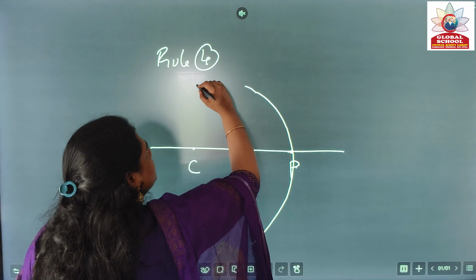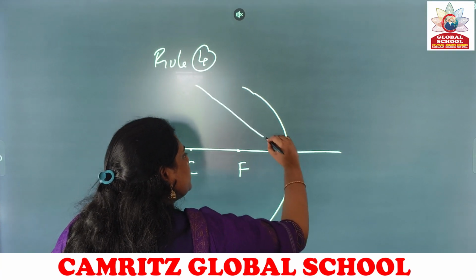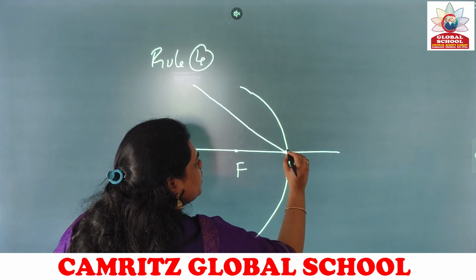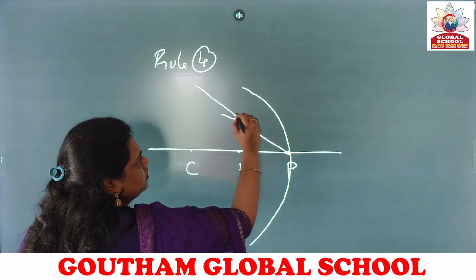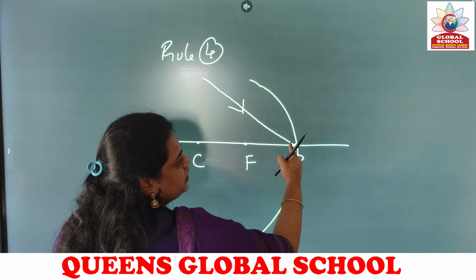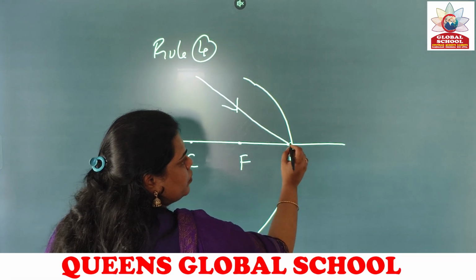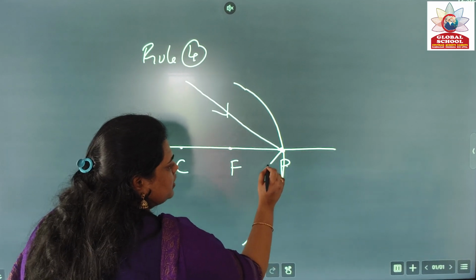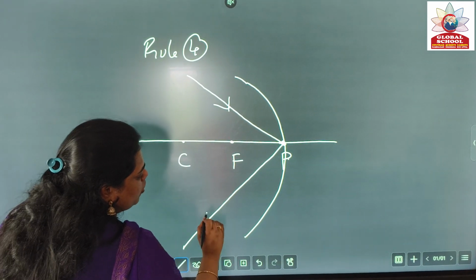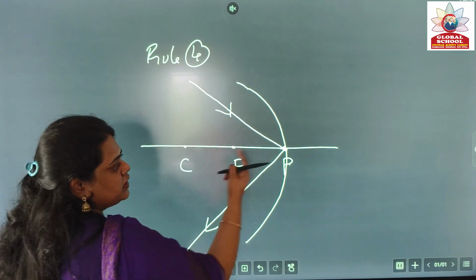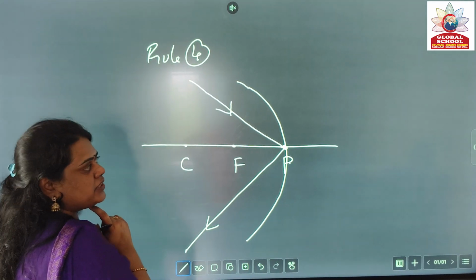When the light is coming and touching the reflecting surface at the pole, after touching, it passes away in the opposite direction.